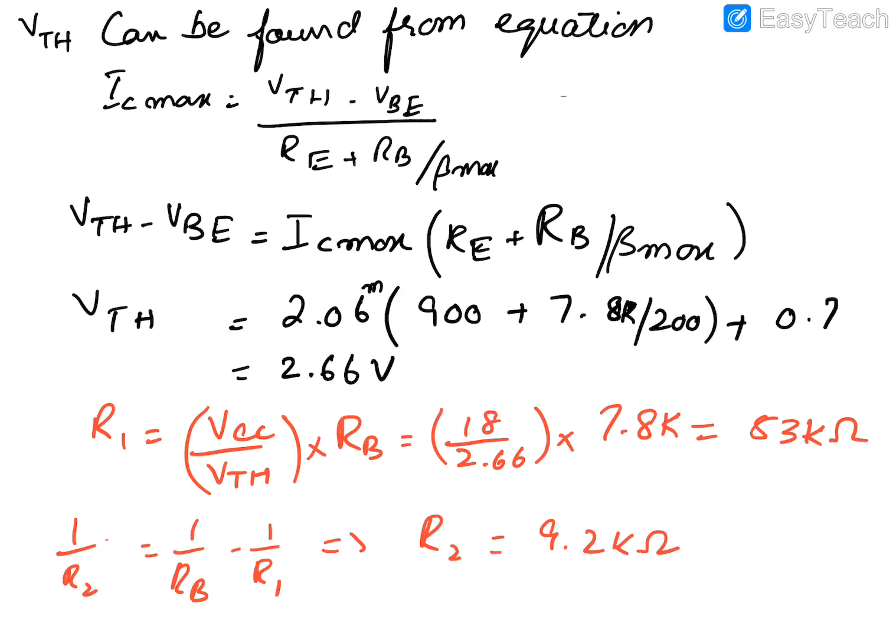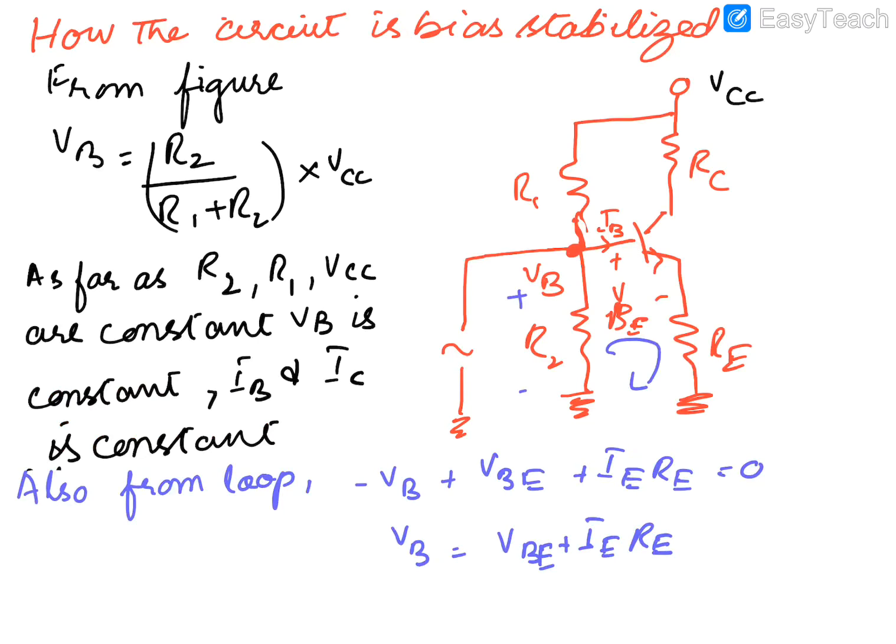and RE. So after designing the bistabilized circuit, we will see how it actually works, how it keeps the value of IC and IB constant. As you know, the value of VB is basically the voltage across R2, and it is equal to R2 divided by R1 plus R2, into VCC. So as long as the values of VCC, R2 and R1 are constant, the value of VB will be constant, and so will the values of IB and IC.